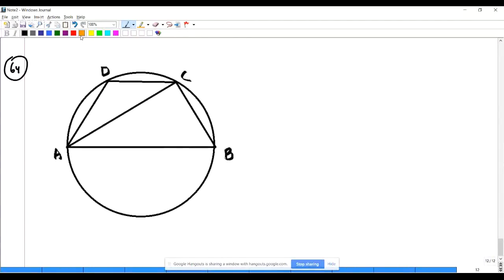So DC is parallel to AB and CAB is equal to 35 degrees. Since it is parallel, this is also 35 degrees. I would say angle in a semicircle is 90 degrees. So we know angle A plus angle C, since it is a cyclic quadrilateral, is 180. All you are missing is this angle. So add everything, 35 plus 35, 70, plus 90.